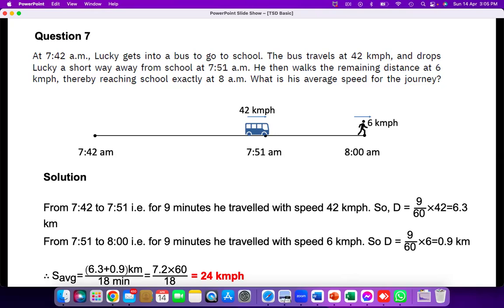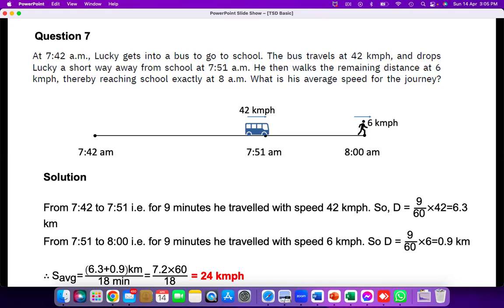Okay. Then 51 to 8 o'clock. Again, how much time? 9 minutes. Guy traveled with the speed of 6 km per hour. So again, 9 by 60 into 6. How much? 0.9 kilometers.